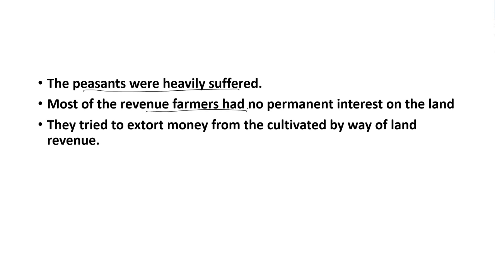Most of these contractors were popularly known as revenue farmers, even though they did not actually engage in any kind of farming. Did they have any permanent interest in the land? The answer is exactly no, because each district or subdivision was handed over to a contractor only for 5 years. Once they got the contract for the collection of land revenue for 5 years, they used it to extract as much money as possible. So they did not have any permanent interest in improving agricultural production. They wanted only money from the peasants.